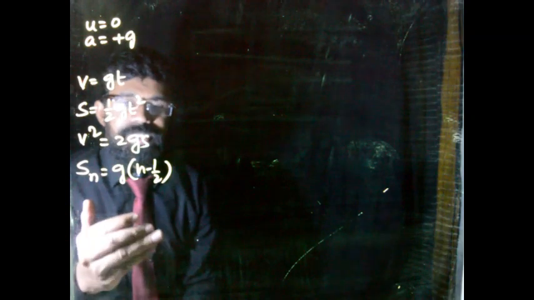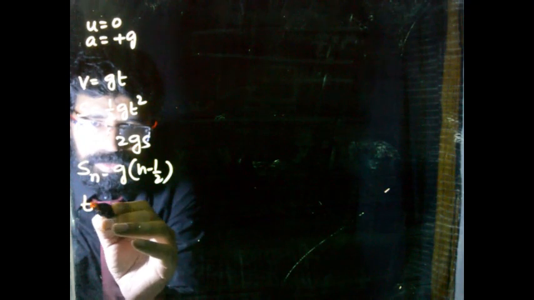Let me write the equations which belong to free fall. In case of free fall, remember, a is replaced with plus g, and since it is free fall, u is equal to 0. So what are the corresponding equations? v is equal to u plus gt, which is gt; s is equal to half gt square; v square is equal to 2gs; and Sn is equal to g of n minus half. These are the four kinematic equations in case of free fall.